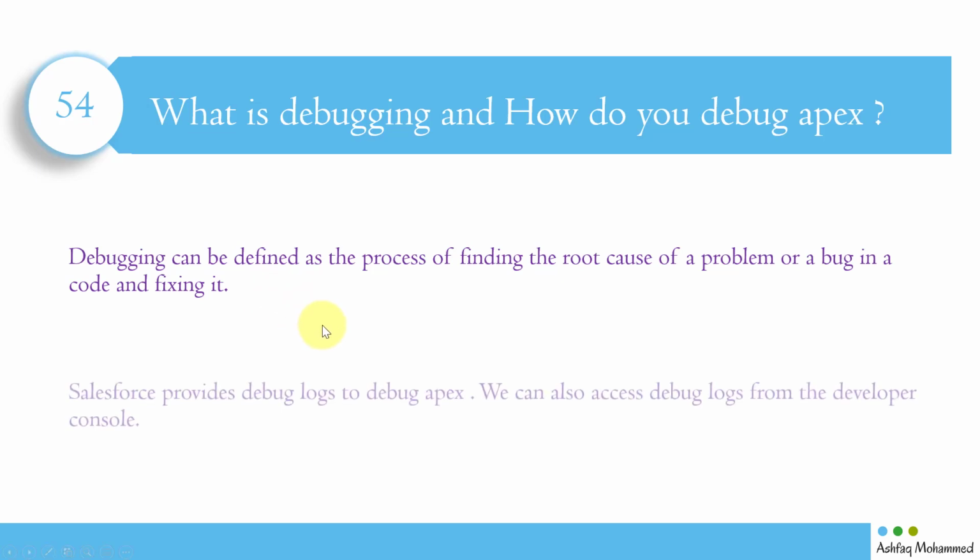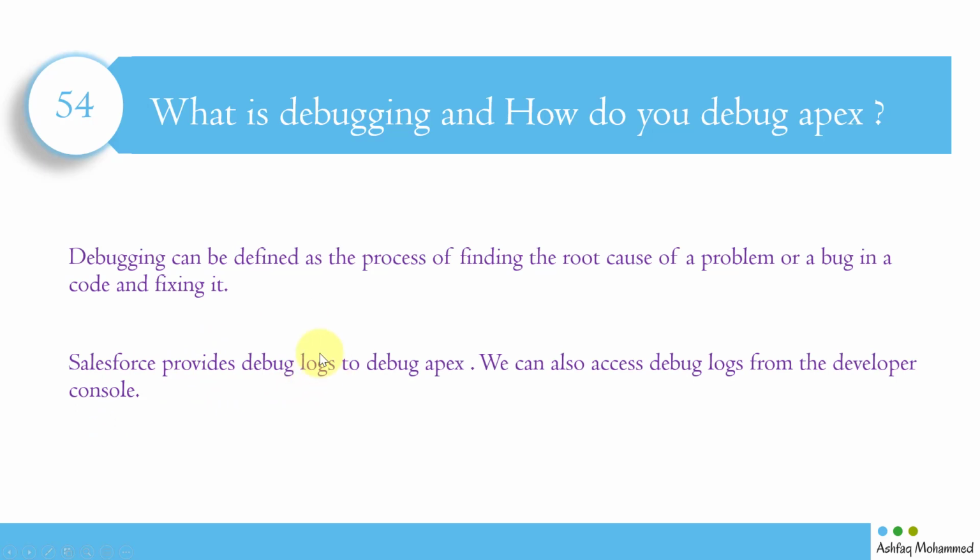We'll see that. Salesforce provides debug logs to debug Apex. We can also access debug logs from the developer console as well. So there are two ways we can see the debug logs. One is from the debug logs page, and another is from the developer console. As and when you start working on it and become a pro in Apex development, you'll know from where all you can see the debug logs. But I'll show you how exactly you have to search for the debug logs.